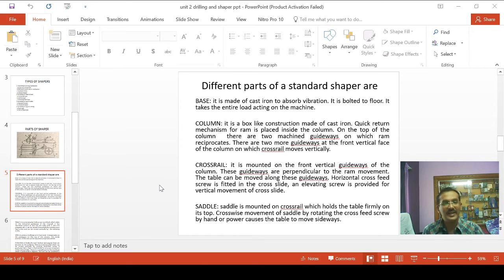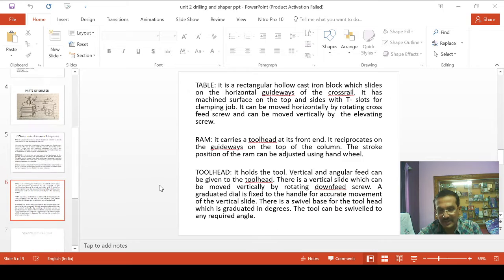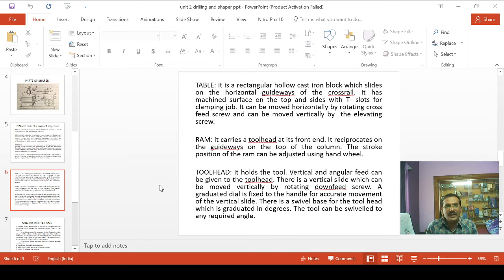Next one is the saddle. The saddle is mounted on the cross rail and holds the table firmly on its top. Crosswise movement of the saddle, by rotating the cross feed screw by hand or power, causes the table to move sideways.